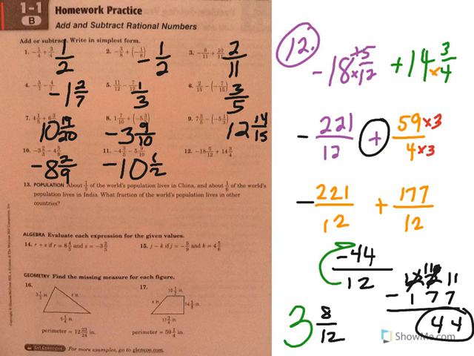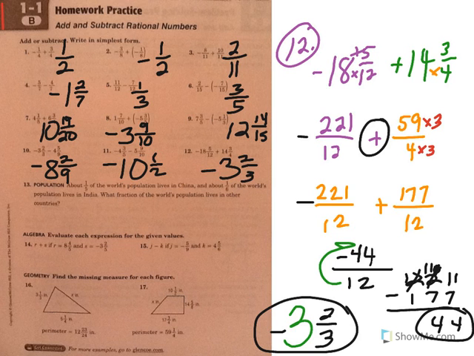We can simplify. So what number goes into 8 and 12? Divide by 4 gets you 2. Divide by 4 gives you 3. So the final answer, don't forget the negative, is negative 3 2/3. And I promise you that is correct.